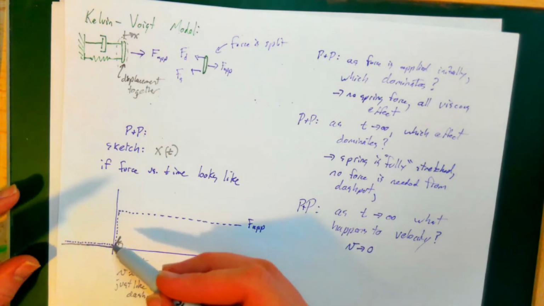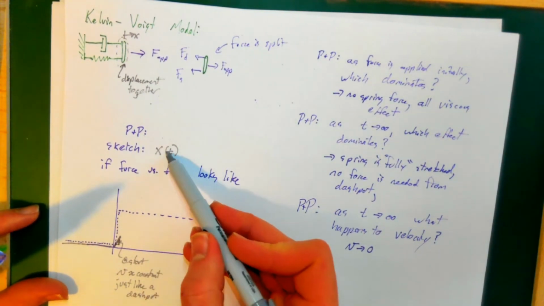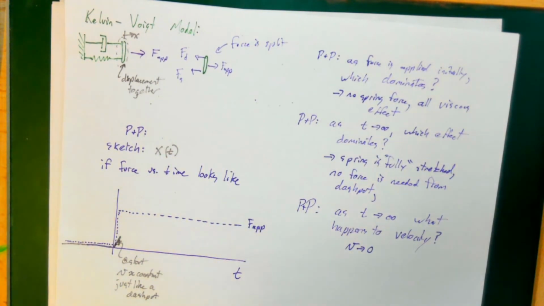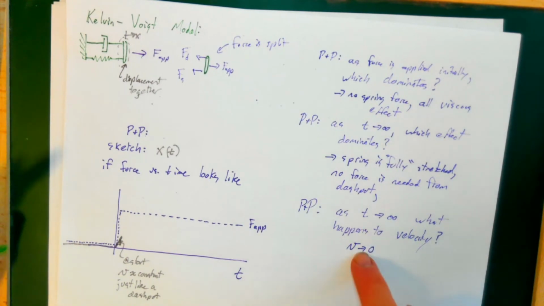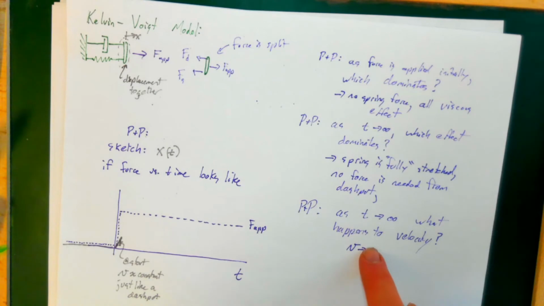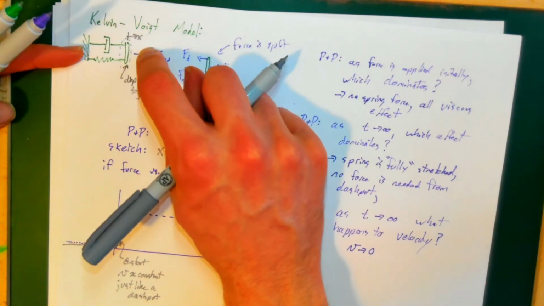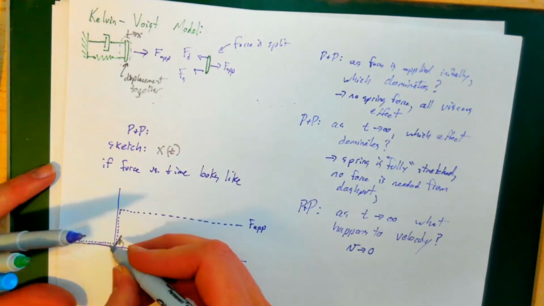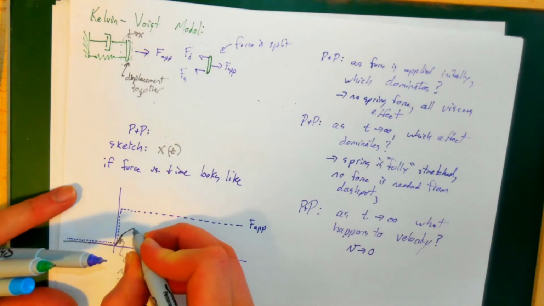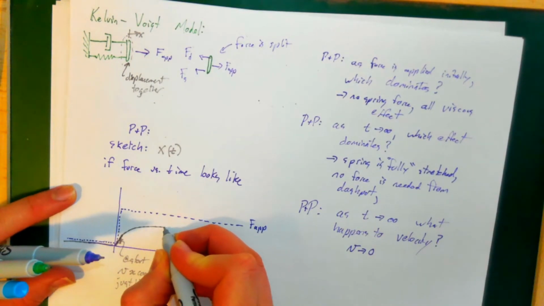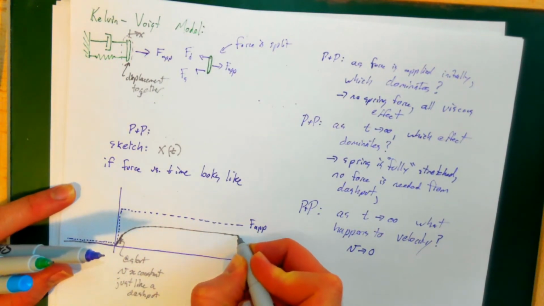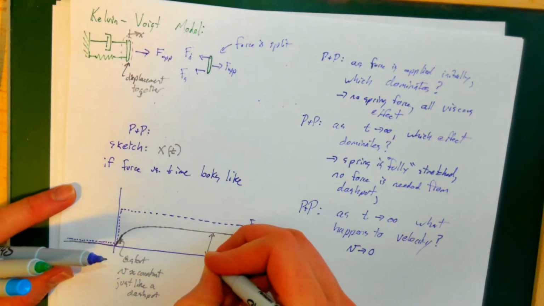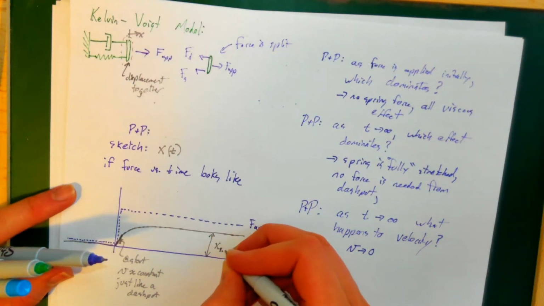And of course, velocity is essentially the slope of a displacement versus time curve. But as time goes to infinity, velocity goes to zero. And when velocity goes to zero, I've basically taken this system out and stretched it out to a certain level. So what does that mean? It basically goes like this, and there's essentially a sort of steady state.